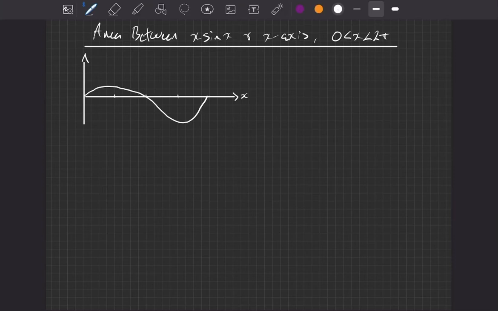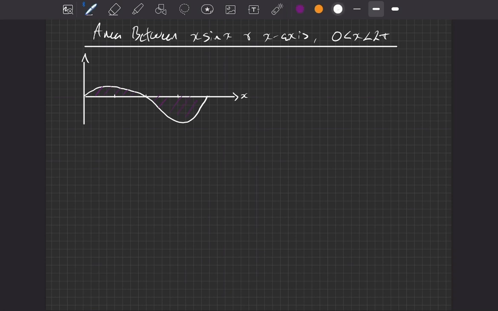Hello, today I'm going to show you how to find the area between x sin x and the x-axis, but when we limit the interval to be from 0 to 2 pi. So if we look at our little diagram I've drawn already, we need to find this area that's trapped between the two lines.